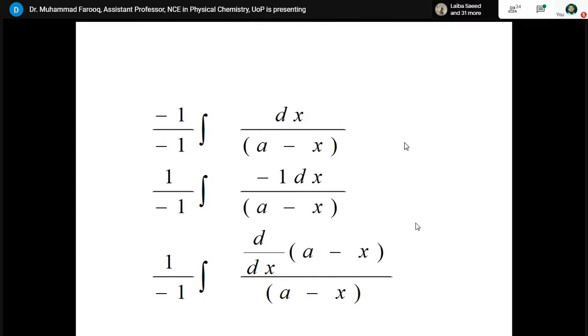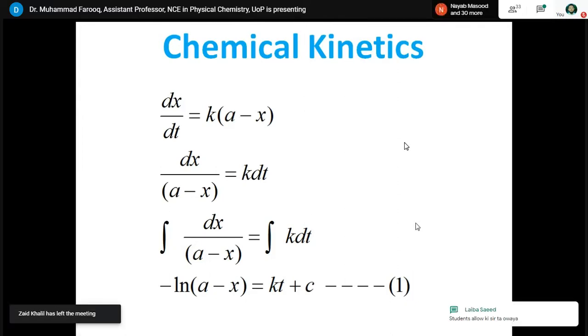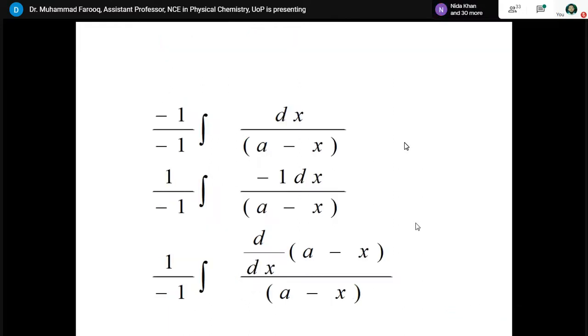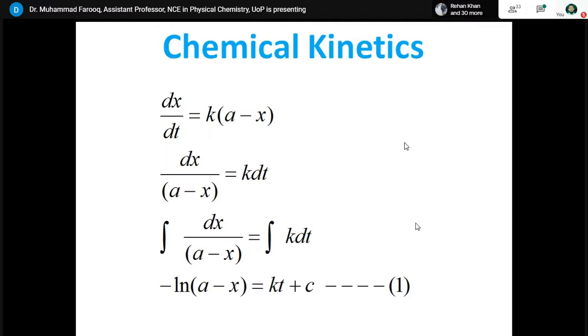Yes, sir. Now, this is the rule: if we have a function in the denominator and its derivative is present in the numerator, I can take the log of the function. That's why for dx divided by a minus x, I wrote log of a minus x. This clear or not? Yes, sir, clear. Now, you can see one over minus one, so if I multiply by minus one, it will become totally minus log of a minus x. This clear or not?